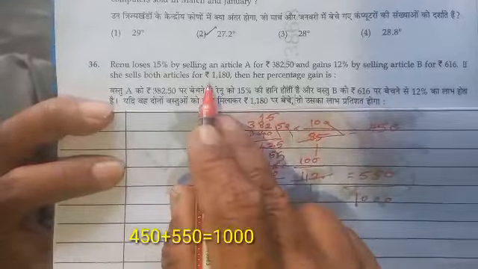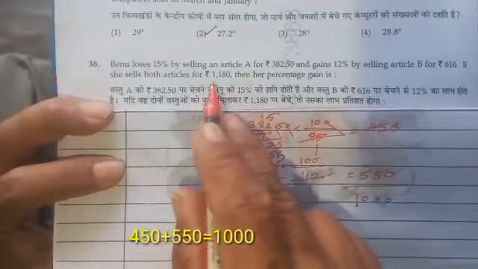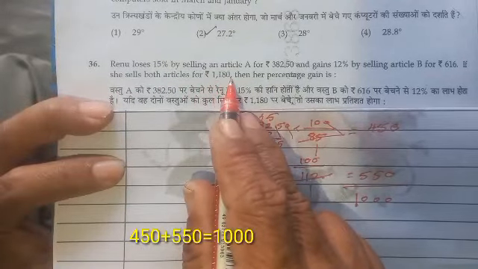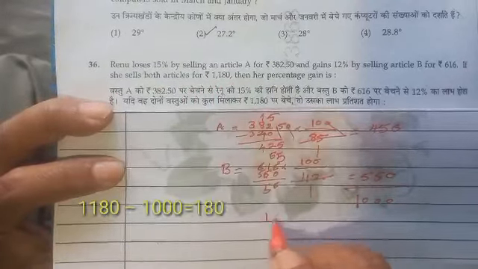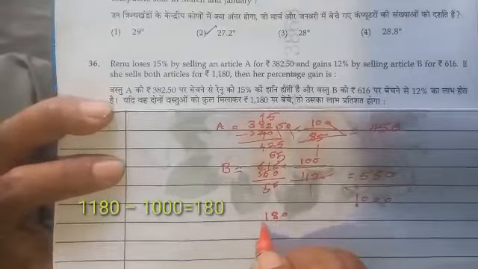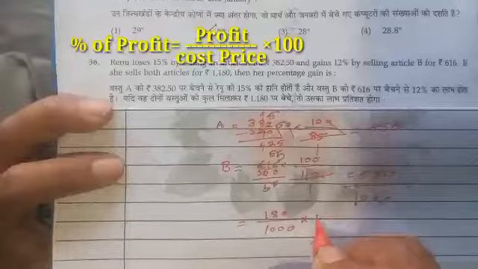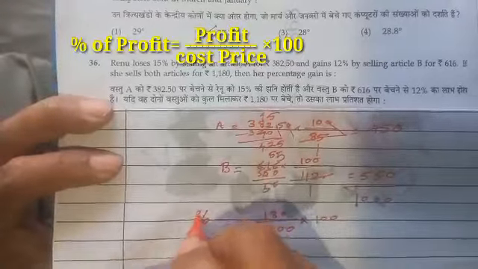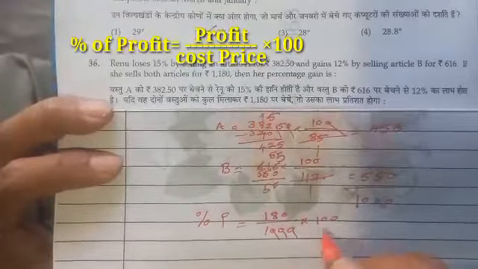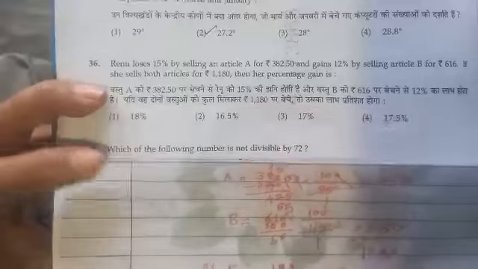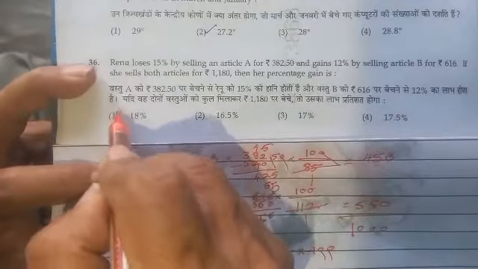And if we sell 1180, that is profit is 180. Cost price is 1000. So we can find profit percent. 1, 2, 3, 1, 2, 3. 18 is our answer. 18, first is our answer.